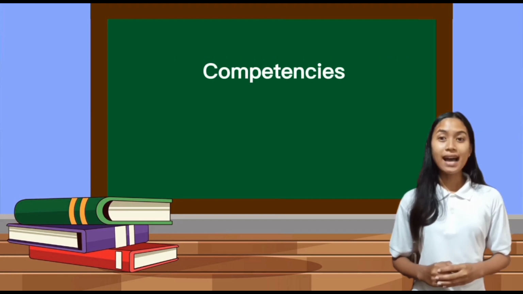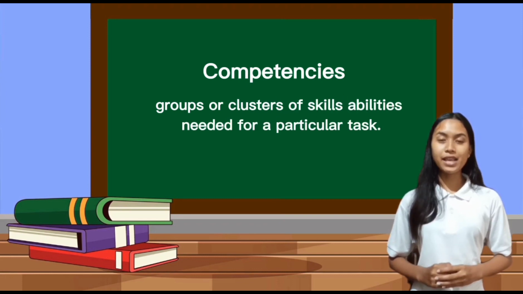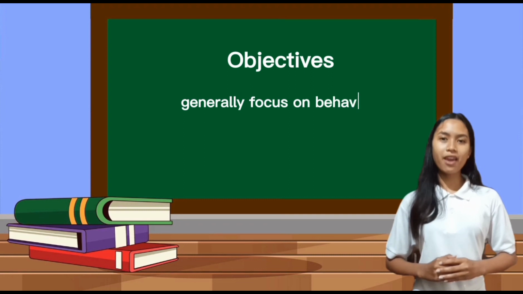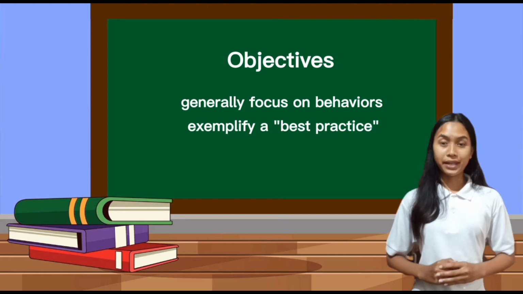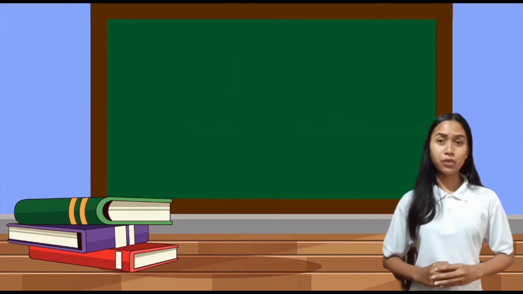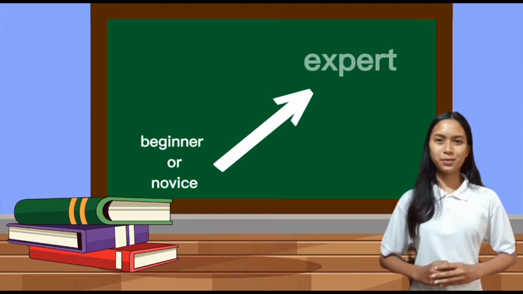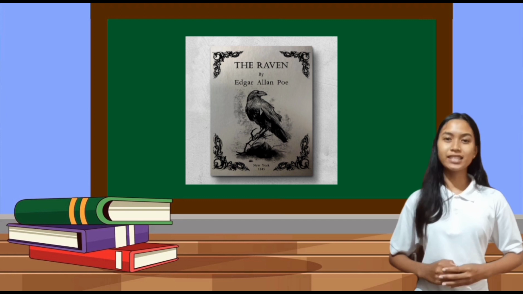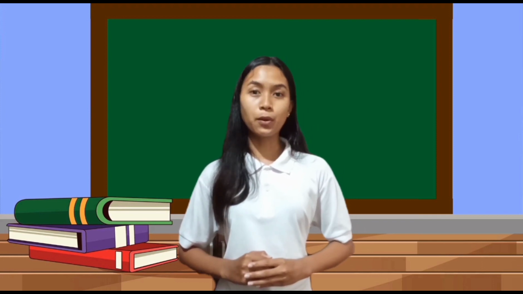Competencies are defined as groups or clusters of skills and abilities needed for a particular task. The objectives generally focus on those behaviors which exemplify a best practice for the particular task. Such behaviors range from beginner or novice level up to the level of an expert. Here is an example of learning competencies for a process-oriented performance-based assessment. For instance, our task is to recite a poem by Edgar Allan Poe, The Raven.